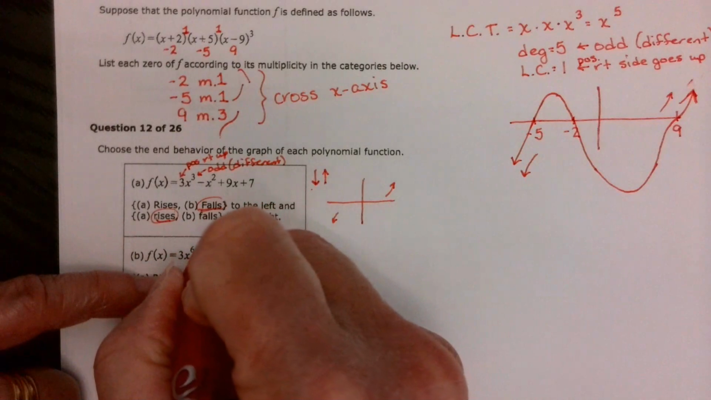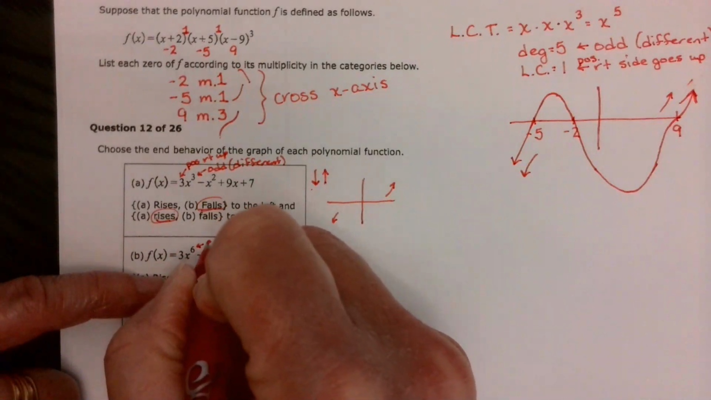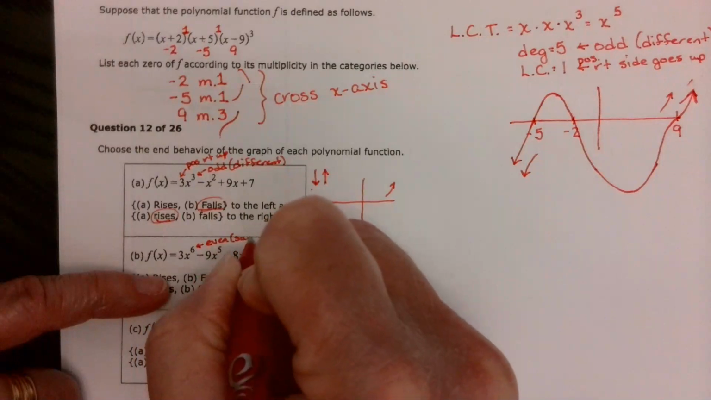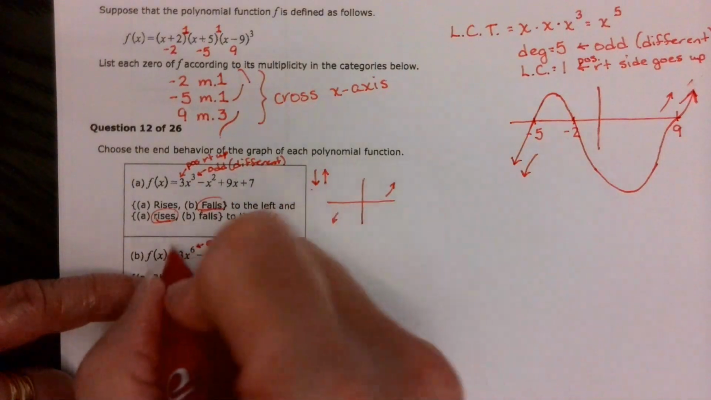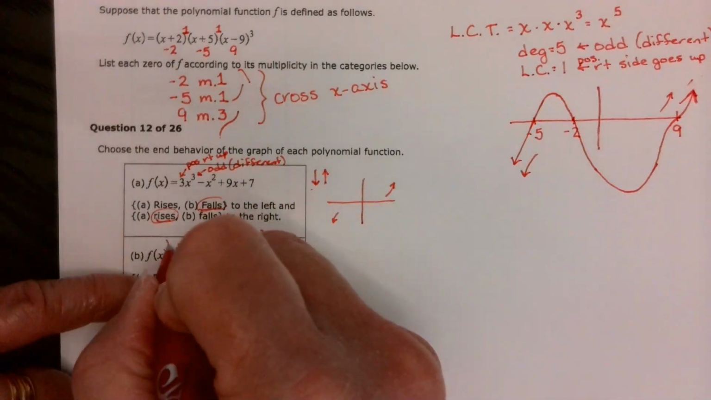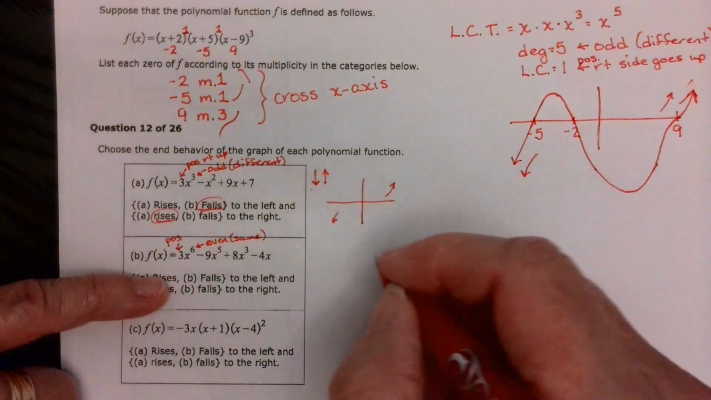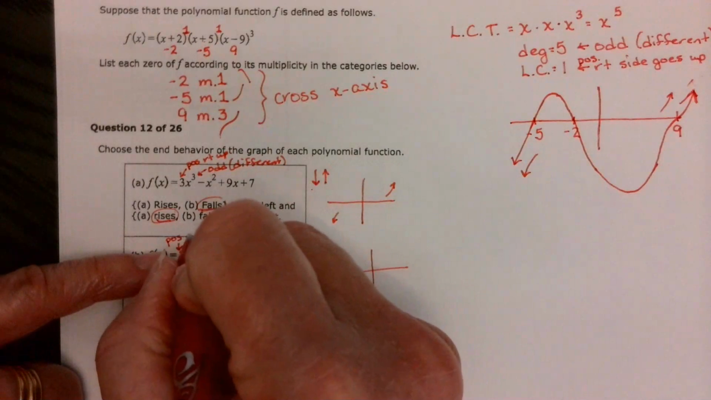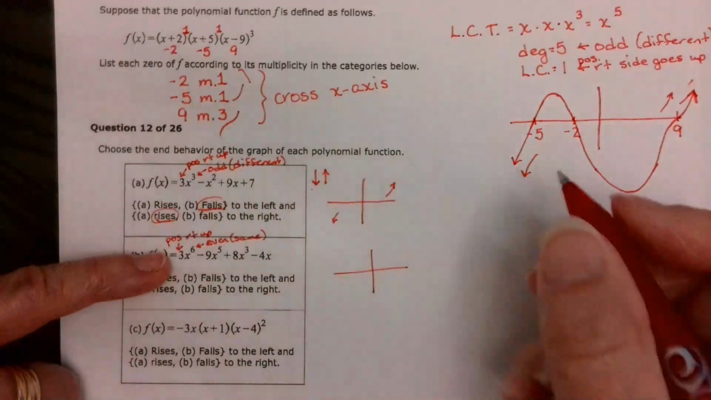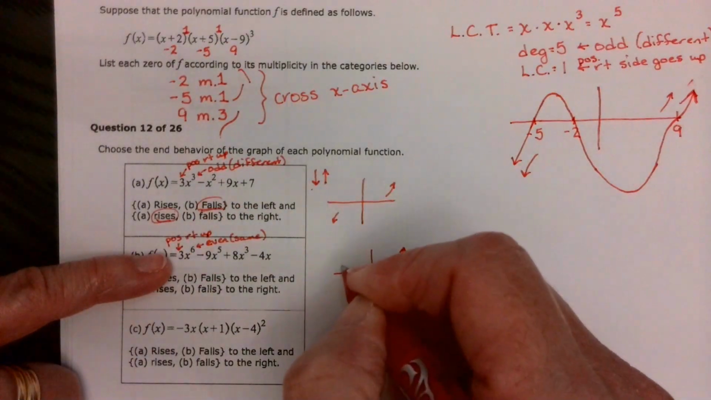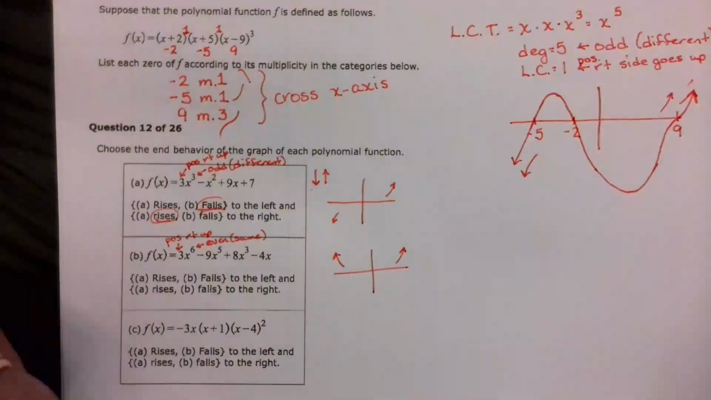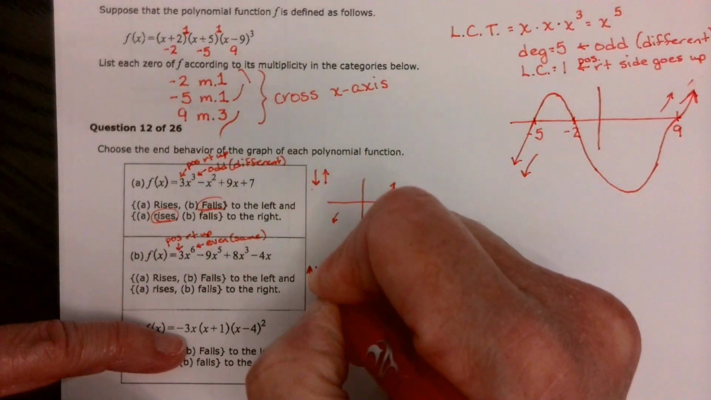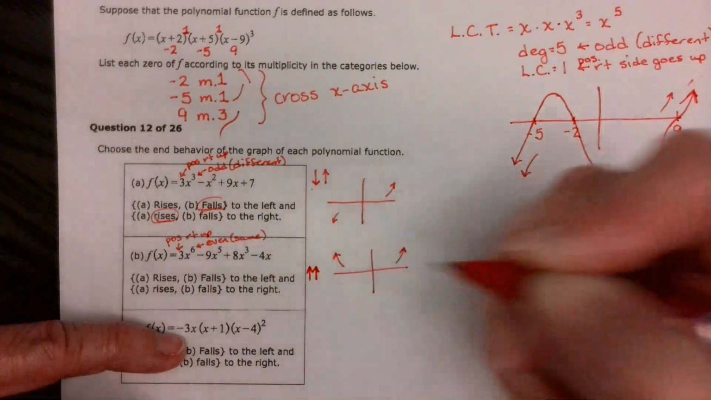Right here, this is even. So they're the same direction. They either both go up or both go down. This is positive. So, again, you can deal with the right. It goes up because it's positive. Well, because it's an even function, they both go up. Or you could just do it as simple as this. I'm good with that. Okay?